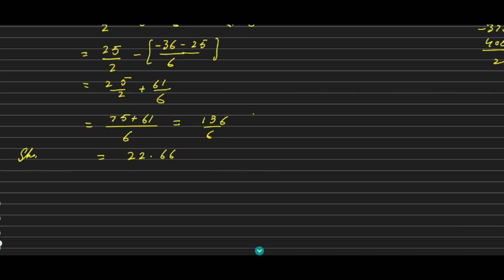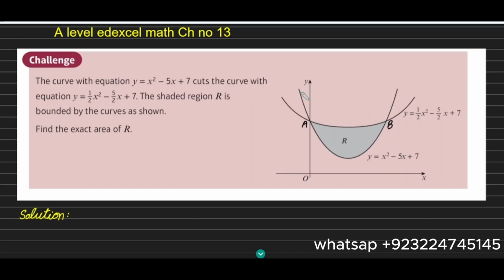We have to find the exact area R which is shaded in gray color. For this, we have to understand how to write the integral formula. First of all, we have to find the limits, 0 and the second at the point B. When we find this, then we have to write the integral formula. For the integral formula, we have to see which curve is above. We can see this curve is above and this curve is below.